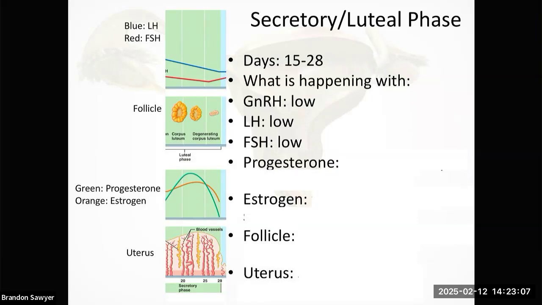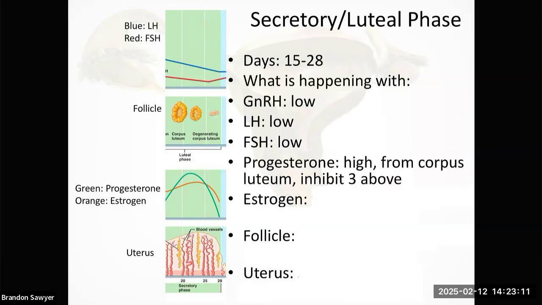GnRH, LH, FSH are all low because progesterone is inhibiting their release. Progesterone is very high and it's coming from the corpus luteum. And again, it's inhibiting these 3 above. That's why those are low.